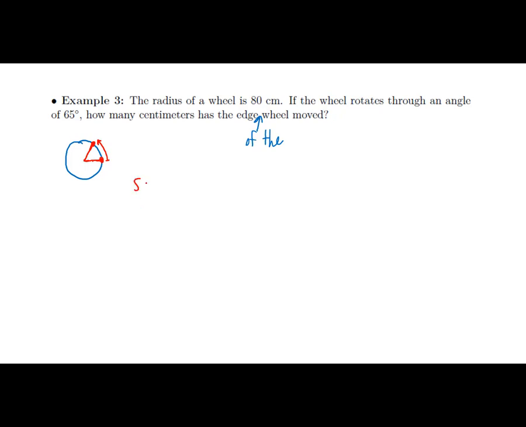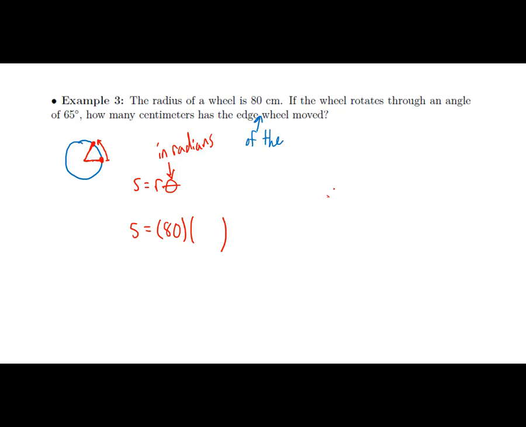So we know that this is our formula. S is equal to r times theta. But let's remember the key to this formula. Theta must be in radians. It must be in radians. So what that means is I cannot just blindly go plugging in 80 centimeters and 65 degrees. The thing that goes here must be in radians.